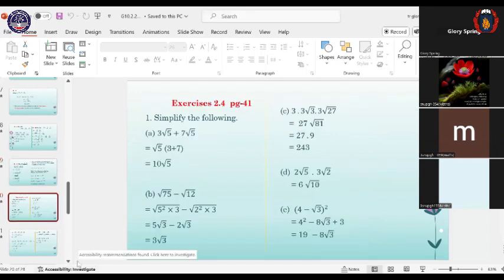Now, 2.4 ma, that's really 3.5 plus 7.5, you're the same radical. Now, same radical, so the same. 10.5.